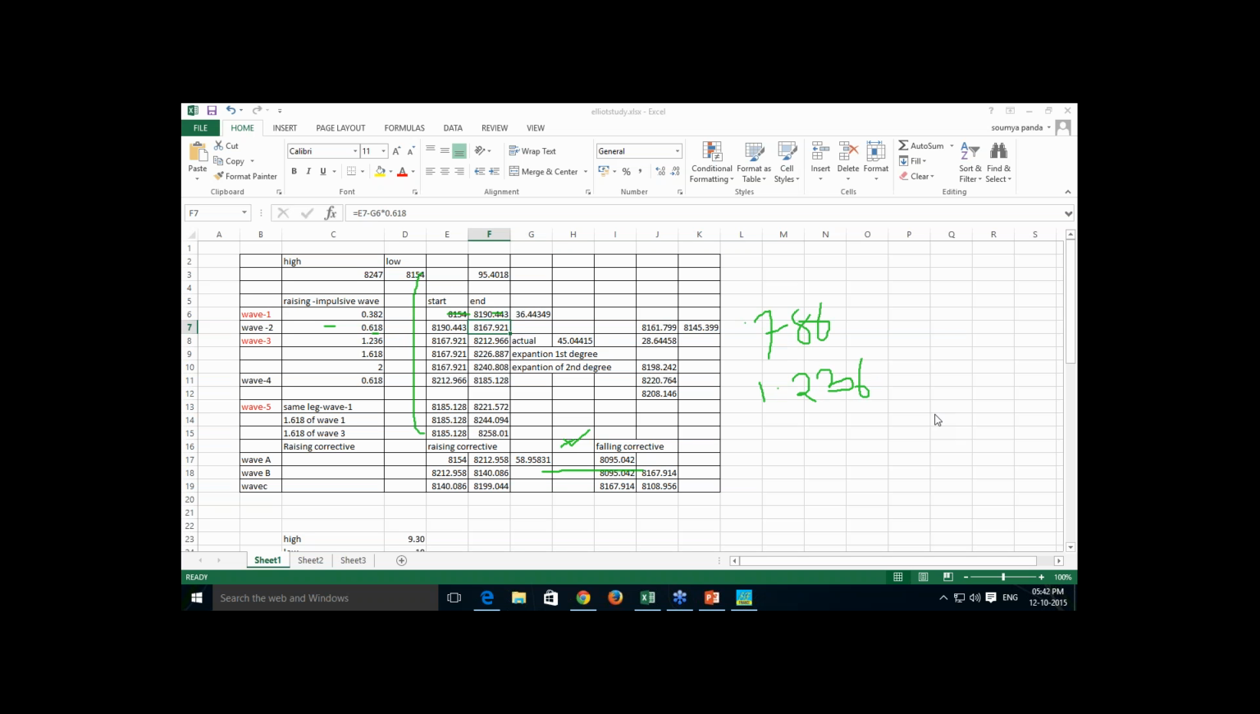So by looking at the wave formations, looking at their disobedience to these particular Fibonacci proportions, you are able to know whether it is going to be an impulsive wave or a corrective wave.